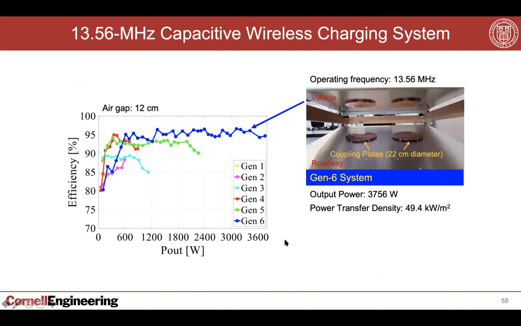Now, with these higher performance inductors and operating at higher frequencies, we were able to get to power levels of approaching 37.5 kilowatts of power, and power densities again at that 50 kilowatt per meter square. And these are systems operating at 13.56 megahertz. And efficiencies which are now even better.